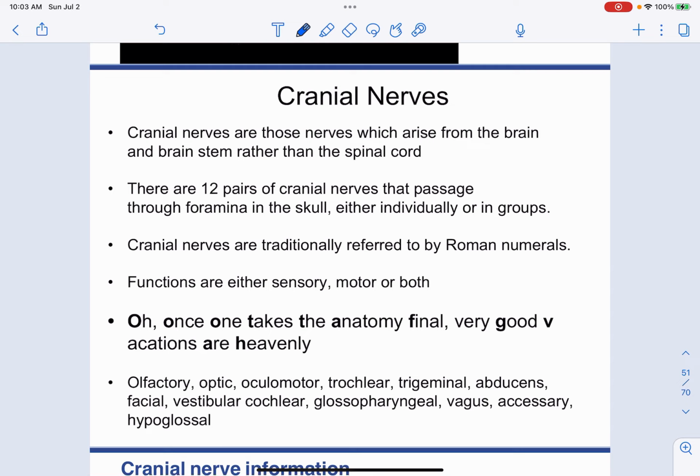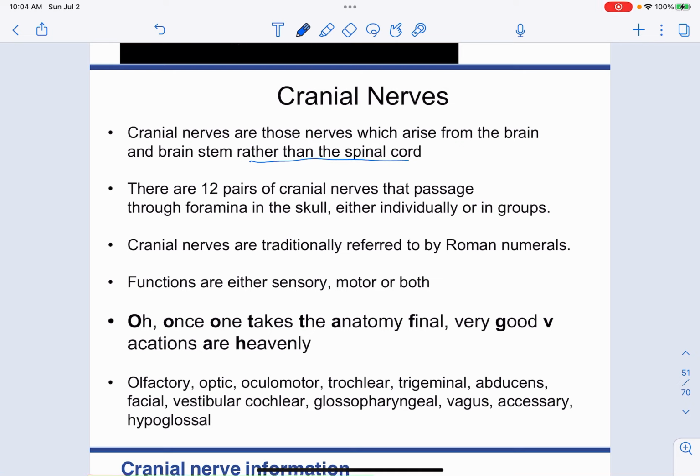So these are nerves which arise from the brain and the brainstem rather than the spinal cord, okay? There are 12 pairs of cranial nerves that pass through different foramina within the skull. And now that you know the features of those skull bones, all of these foramina should make sense to you. And they're going to pass either individually or in groups.